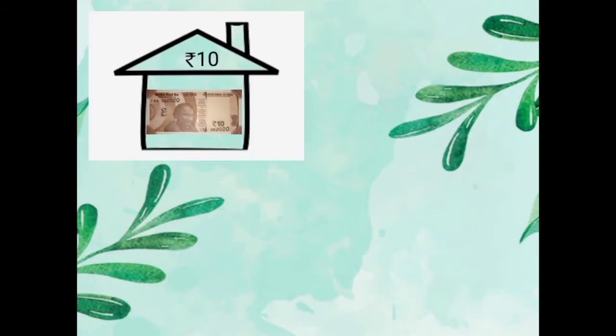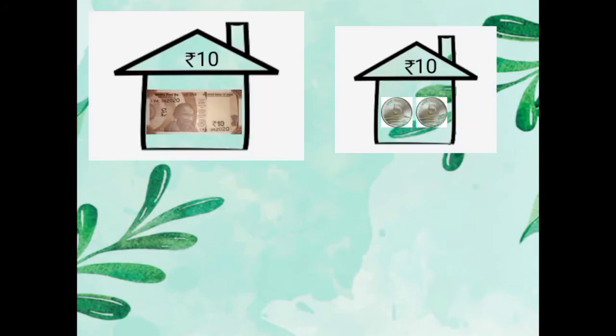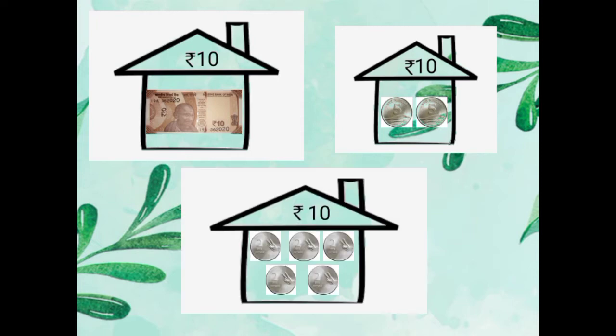Next, house of 10 rupees note. In another 10 rupees house, you can see 2 coins of 5 rupees. And next house, this is also house of rupees 10. You can see here 5 coins of 2 rupees. So it will also become 10.